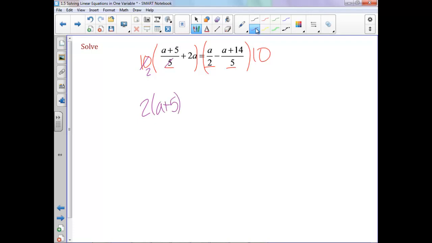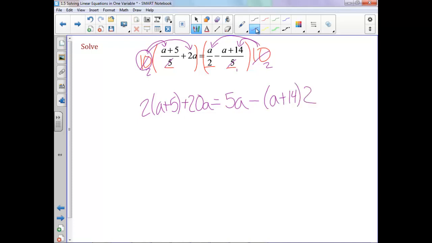But that was only when the 10 went to this one. We still have to multiply this 10 by the 2a, so we'll have plus 20a. On the right side, when we multiply the 10 times the a over 2, the 10 and the 2 will cancel, we're left with 5a, minus, and on the next one, when we have 5 in our denominator multiplying by 10 in numerator, this 5 will cancel out, and this is left with a 2. So we'll have a plus 14 times 2.